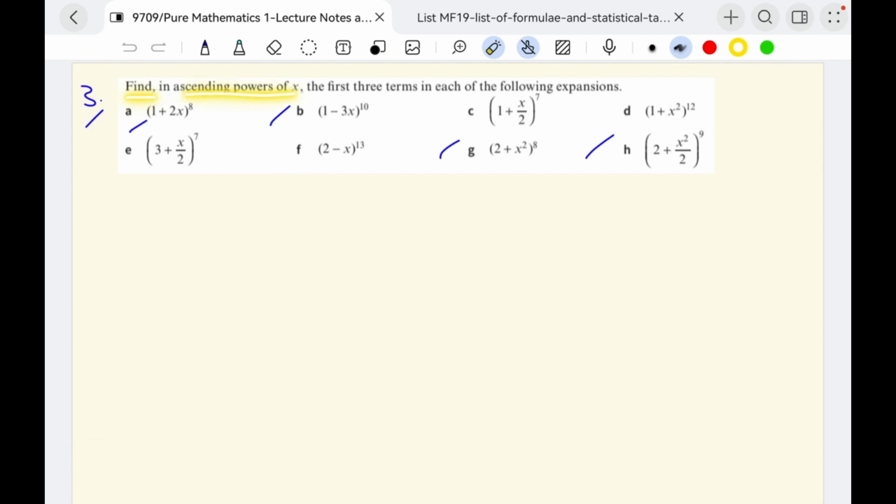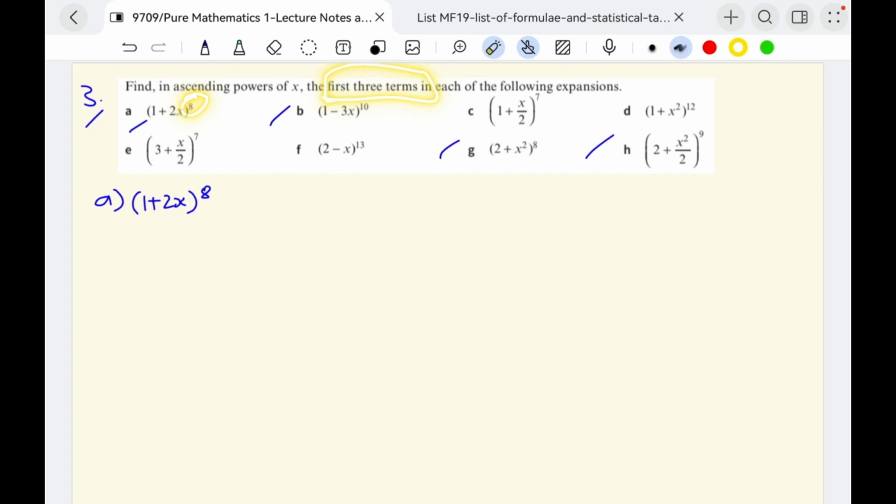Find in ascending powers of x the first 3 terms in each of the following expansions. I don't think we are able to discuss all 8 parts of this question, so I'll discuss only 4 parts. Let's start from A, the bracket of 1 plus 2x to the power of 8. Identify which is a, 1, and b, 2x. And what is the total power? 8. But it wants the first 3 terms.